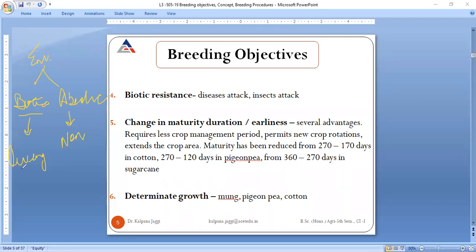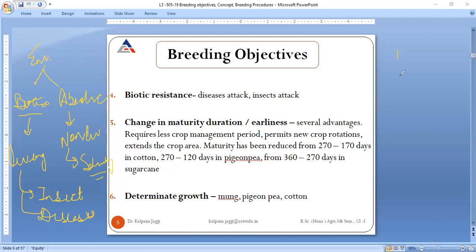When we talk about the living components, these can be the attack of insects. It can be the attack of diseases. And when we say abiotic characteristics, which are non-living in nature, these involve salt, soil salinity, then temperature, and so on, all the factors that I have discussed.